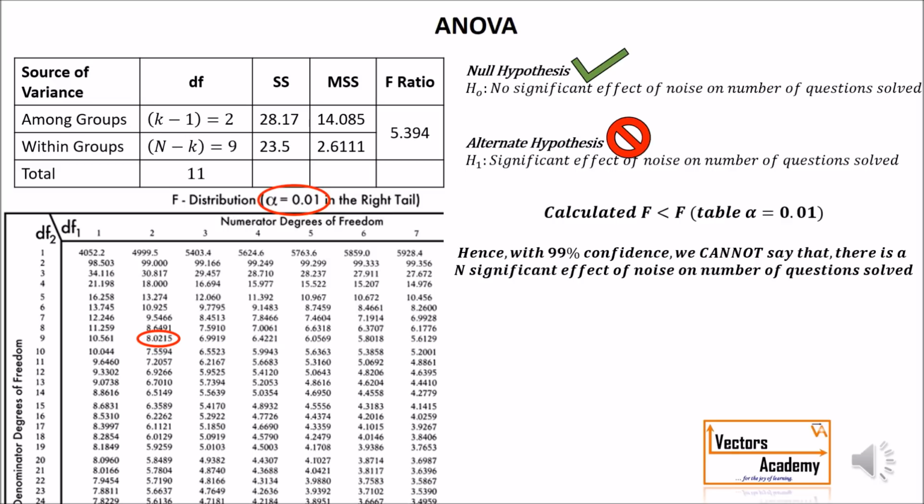So, we have 2 different answers. One is for 95% confidence level, one is for 99% confidence level. For 95%, we can say that yes, there is a relation between the noise and the number of questions solved. Whereas at 99%, we cannot be 99% confident that there is a correlation between these 2 variables. So, this was the ANOVA technique to find out the percentage of correlation between the 2 variables.